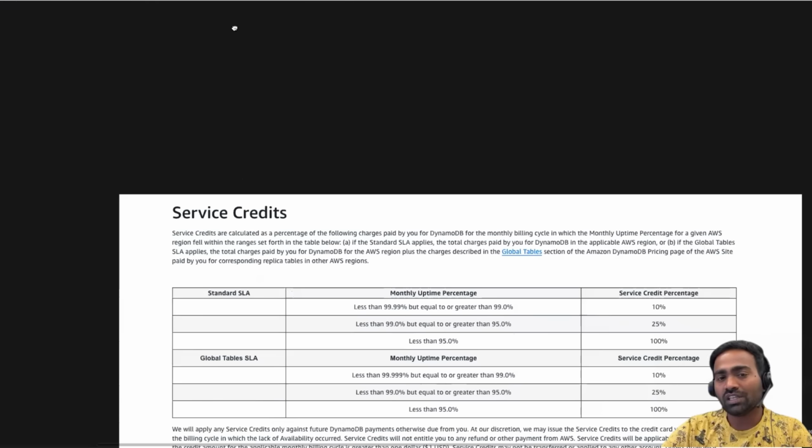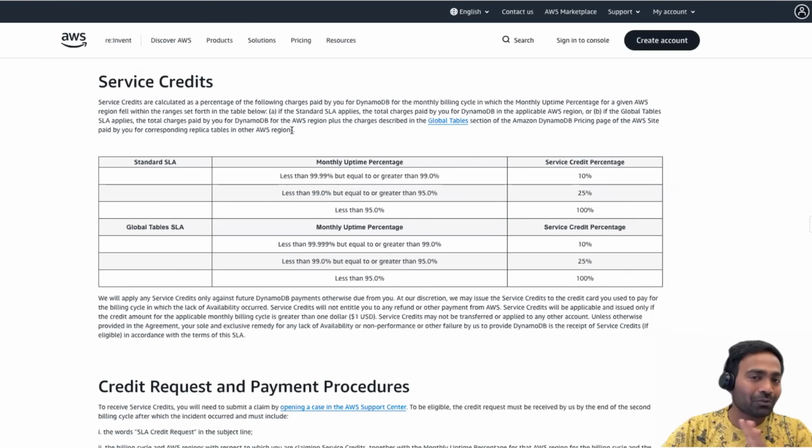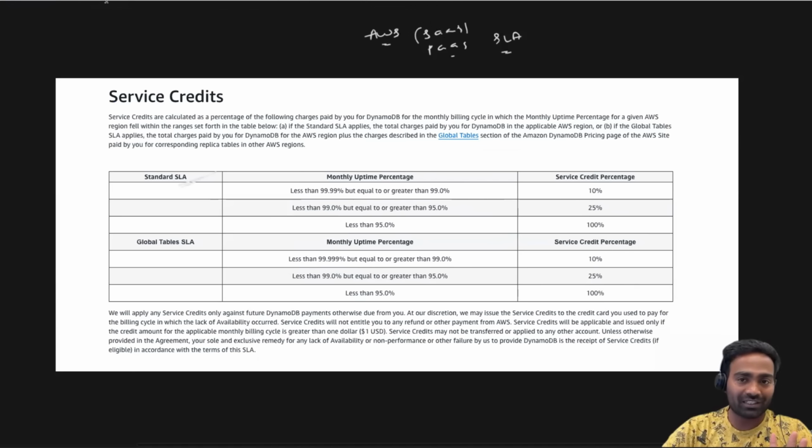Now, a very interesting point, whether it is AWS or whether it is a SaaS platform, a PaaS platform, they usually come with service level agreements. Similarly, AWS also has a service level agreement for DynamoDB. It's very interesting to go through. I'll put the link in the description. I've taken this from AWS documentation.